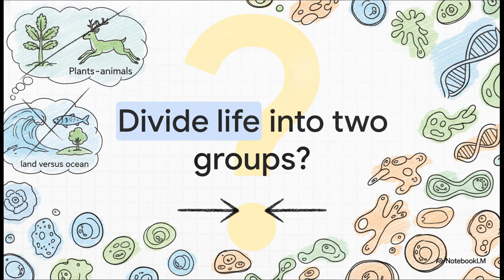Okay, I want you to think about this for a second. If you had to categorize all life on Earth into just two fundamental groups, how would you do it? I mean, your first instinct might be to say plants versus animals, right? Or maybe things on land versus things in the ocean. But if we really look closely at the biological blueprints provided by our source material, we realize the true dividing line isn't something you can even see with the naked eye. The real divide is entirely microscopic.